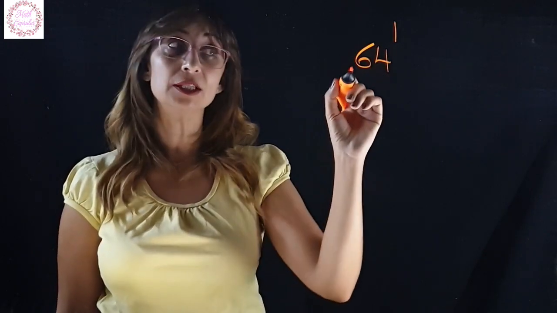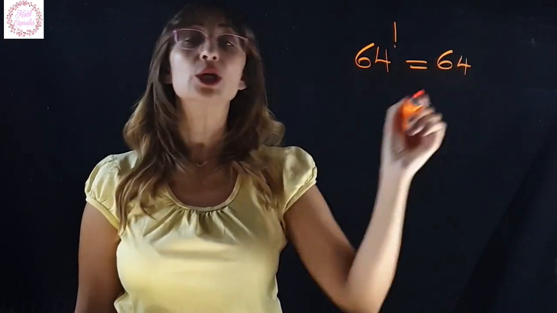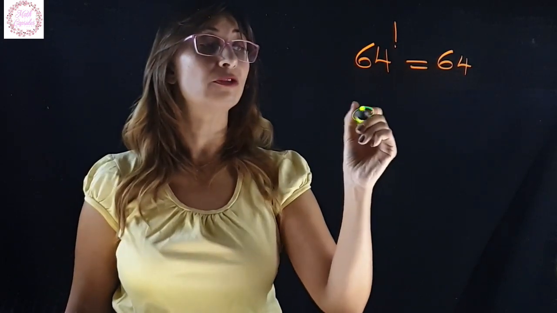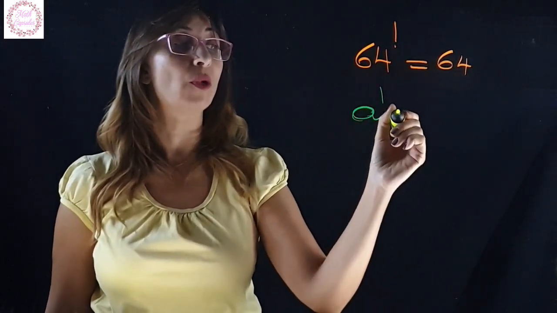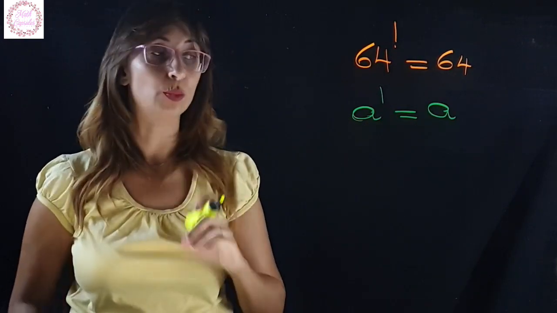What if the exponent is 1? So for example, if I have a number 64 raised to the power 1. 64 raised to the power of 1 means 64 is multiplied by itself how many times? 1 time. So it's only 64. So any number raised to the power of 1, so if I have a raised to the power of 1, this gives me the same a, and a is any number.